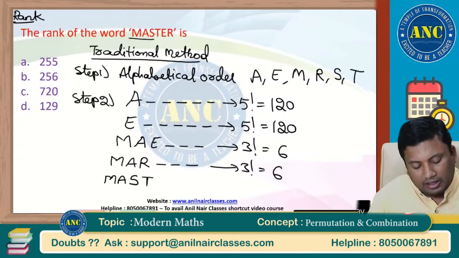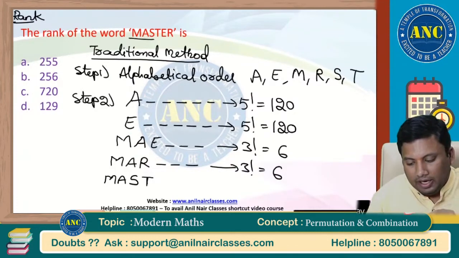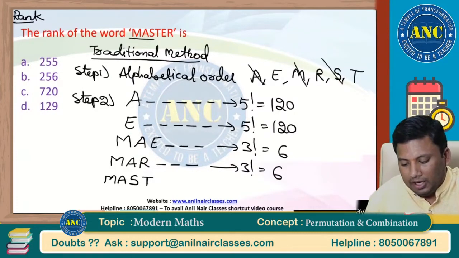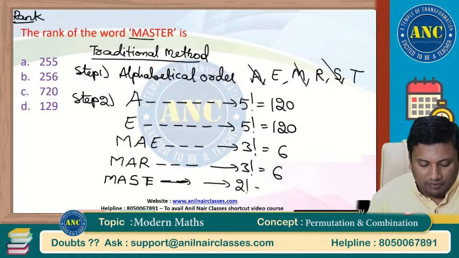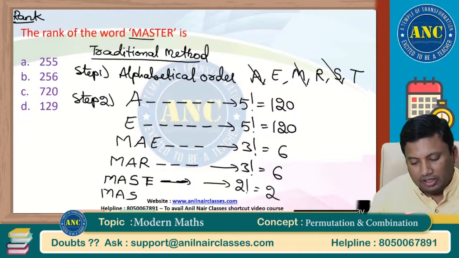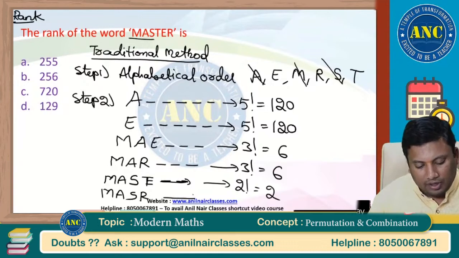This is nothing but M-A-S-T. I hope it is clear. After S, M-A-S, these are over. So after that, which letter will come? E will come. E means next 2, it will be 2 factorial, which is 2. Next one, after S in the alphabetical order, what will come? Again R will come. Again 2, it is nothing but 2.